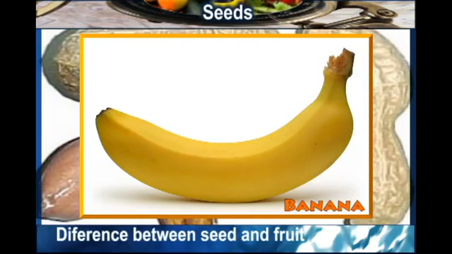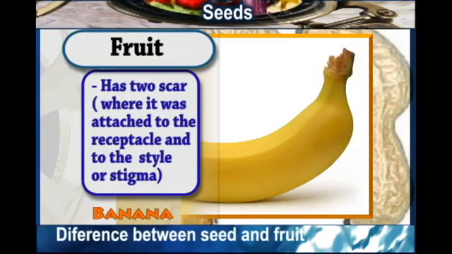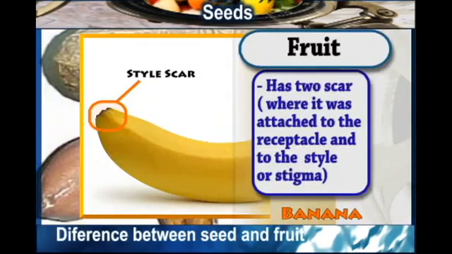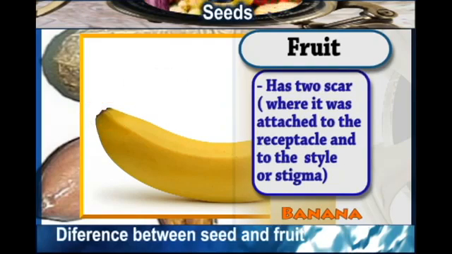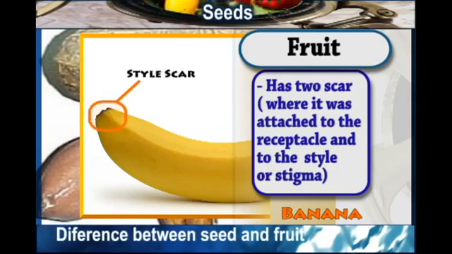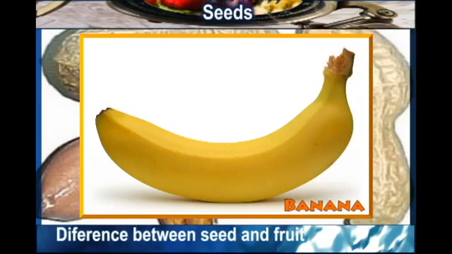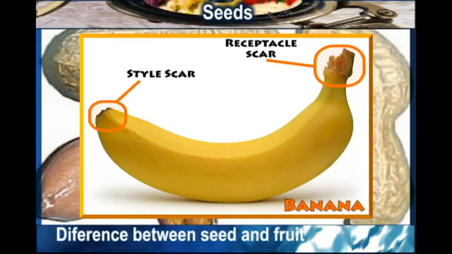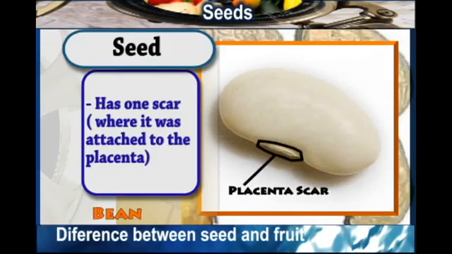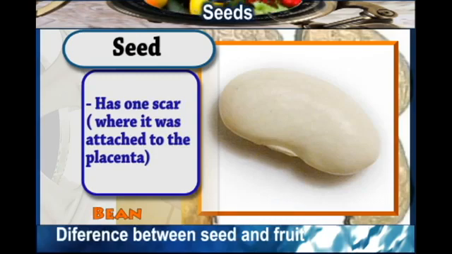But a fruit usually has 2 scars. One where it was attached to the receptacle, and the other representing the remains of the style or of the stigma. So the difference between the fruit and the seed is that the fruit usually has two scars, and a seed has only one scar.